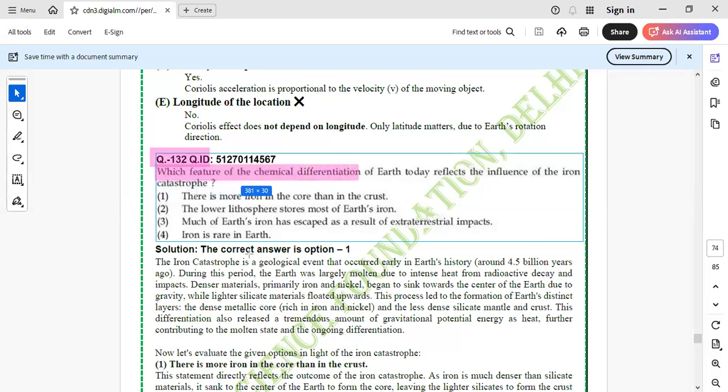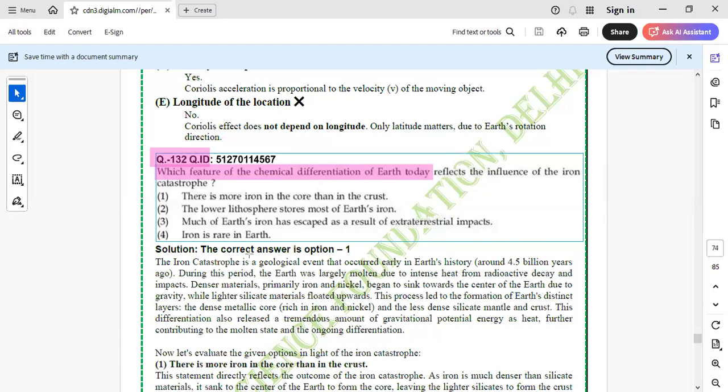It says which feature of the chemical differentiation of Earth today. We have seen that there are 3 layers of the Earth, crust, mantle, and core, and that is called chemical differentiation, and different layers have different elements. In the crust we have oceanic and continental crust. In oceanic crust we have silicon and magnesium. In continental crust we have silicon and aluminum. Then we have the mantle, with pyroxene and olivine. Then we have the core, with iron in it. That we should remember.